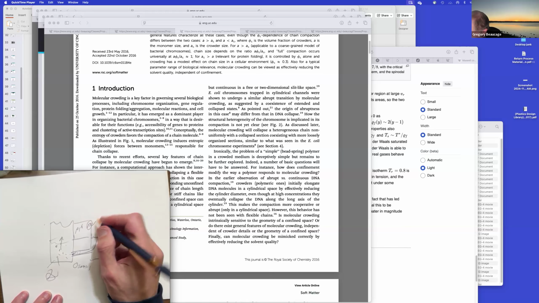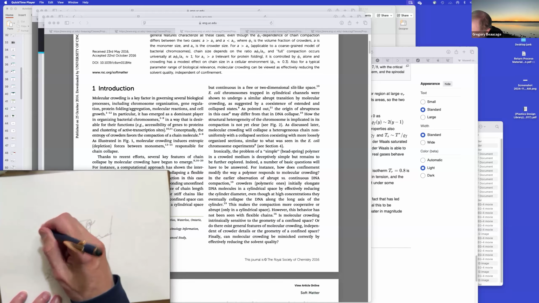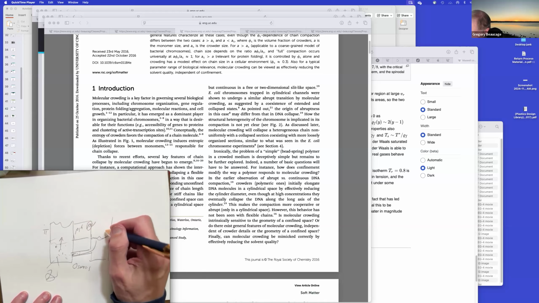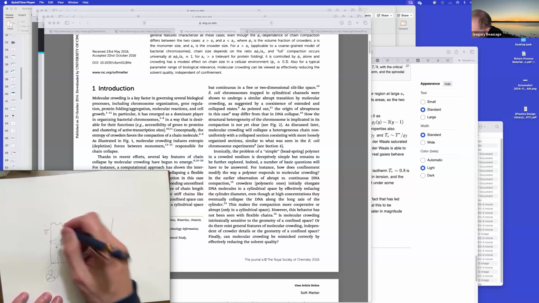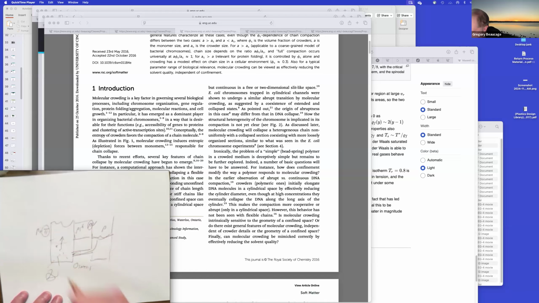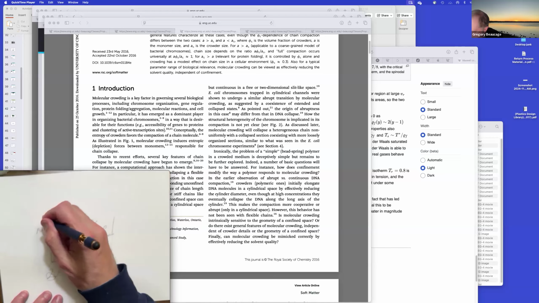So you get a pressure increase. There's a pressure increase on that side versus this side. This side's P, this side's P plus this extra pressure called the osmotic pressure.